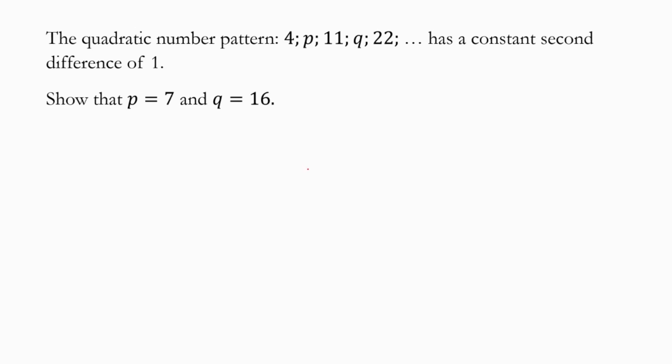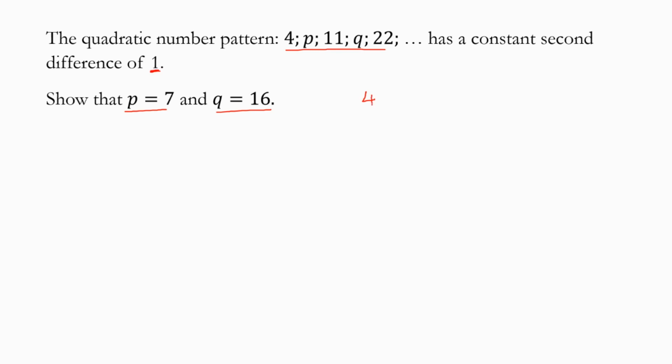Let's do question 2.1 of sequences, part 1. The quadratic number pattern has a constant second difference of 1. Show that P is equal to 7 and Q is equal to 16. What we know about the quadratic sequence is that the second difference is constant, and in this case we're told that it is equal to 1. So let's just do that.